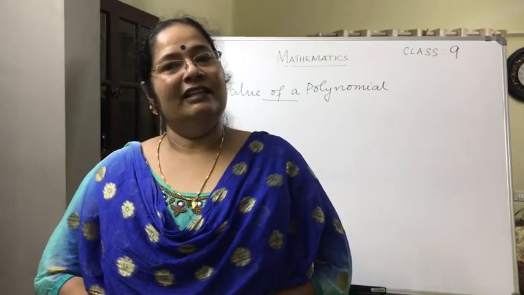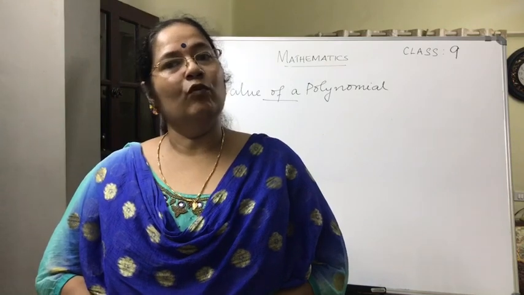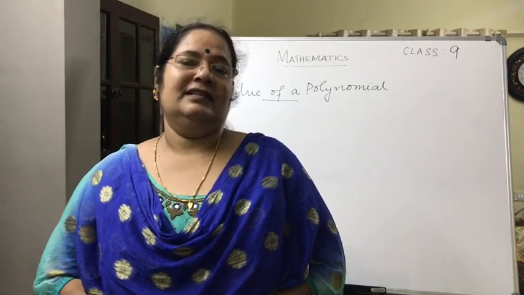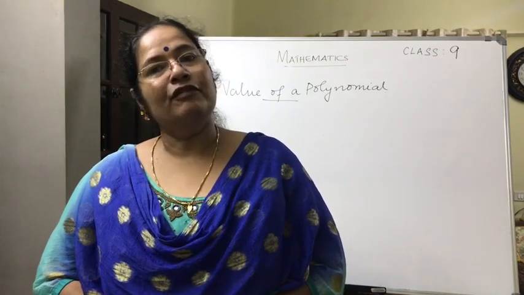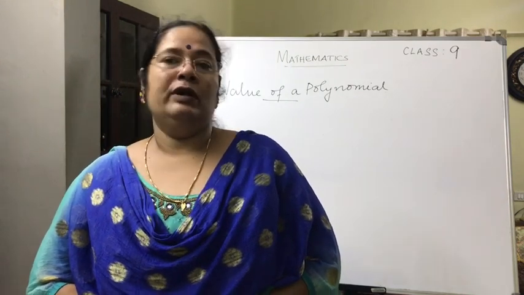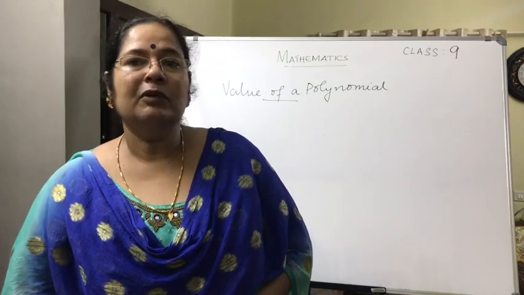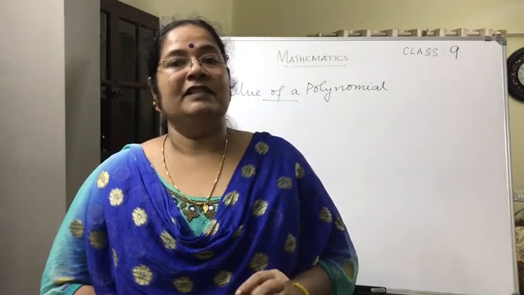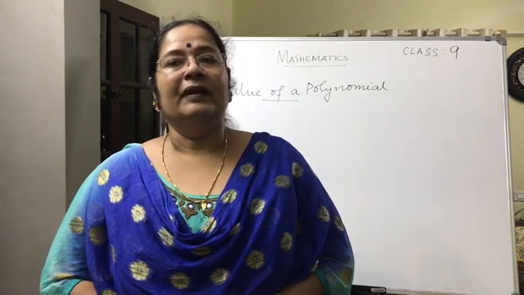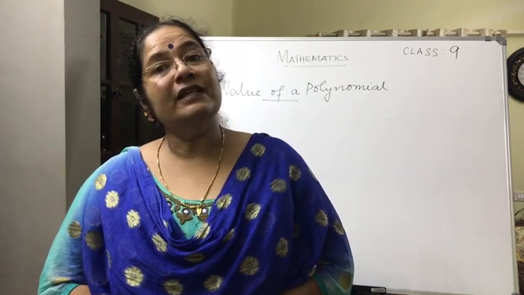We have learned in the last class what a polynomial is. A polynomial is a mathematical expression where the power of the variable is a whole number. We have seen different types of polynomials based on the number of terms in the given expression. Also, we have seen how to represent a polynomial.